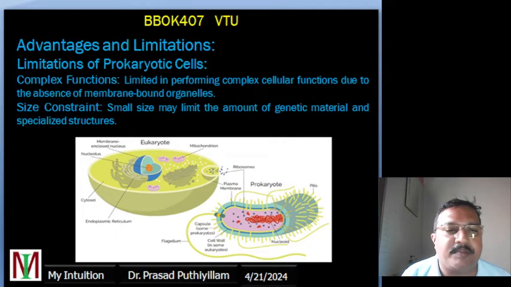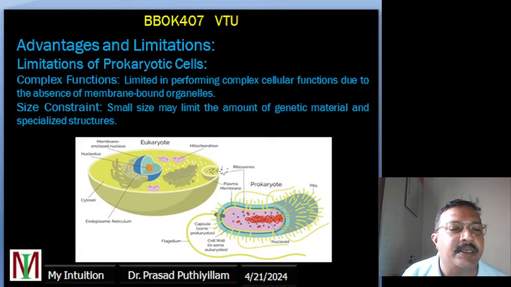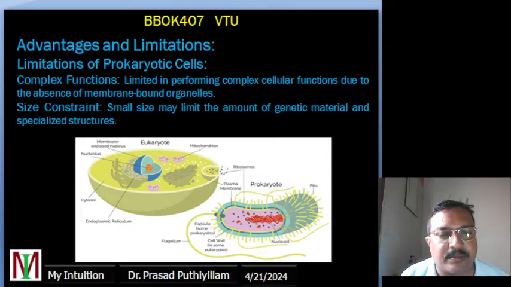Limitations of prokaryotic: the complex function. The absence of membrane bound organelles limits their ability to perform complicated cellular functions. They can do only simple functions. And their size constraints: the small size restricts the amount of genetic material and the specialized structures they can hold, which limits their overall complexity.